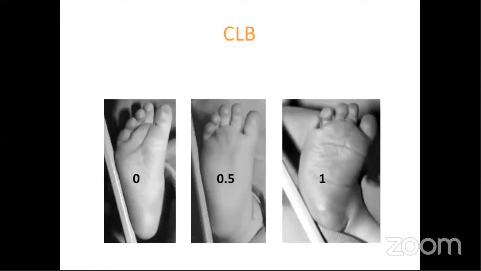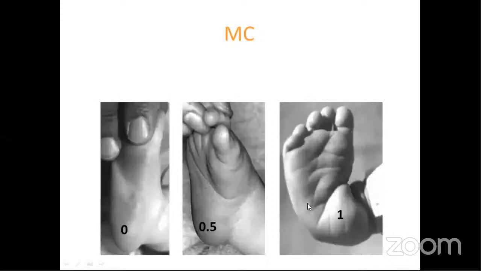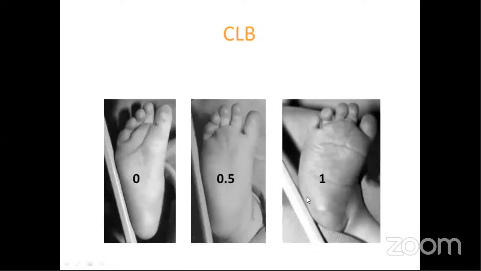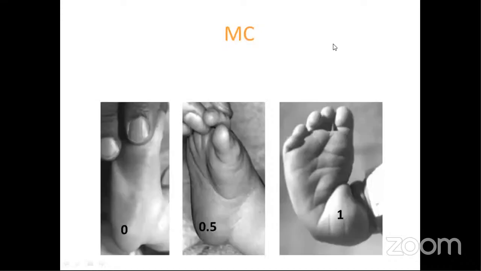Let's go consecutively. So this is a curved lateral border. What you place is a rigid object along the lateral border of the foot without doing any correction. This is the only parameter which is done without producing a passive correction, right? So when the whole of the foot is aligning with this rigid object, it is zero. When only the proximal part of the foot is aligning with it, and the forefoot is not aligning with this rigid object, it is one.